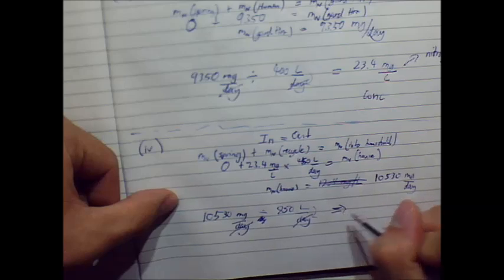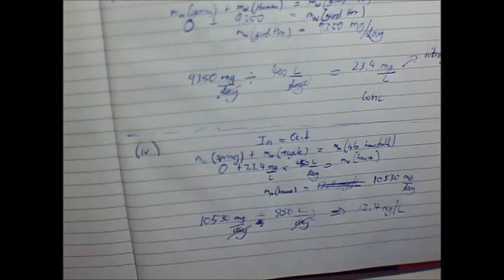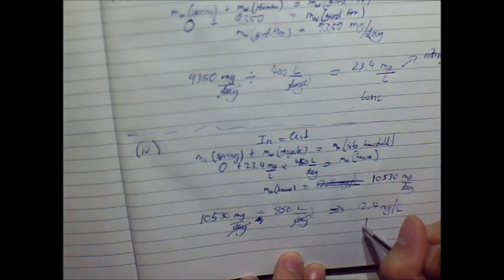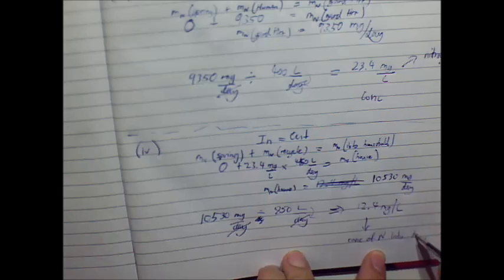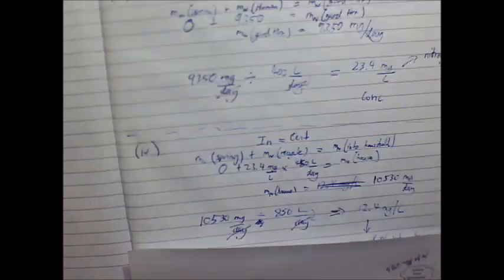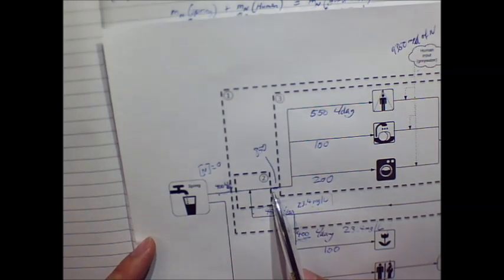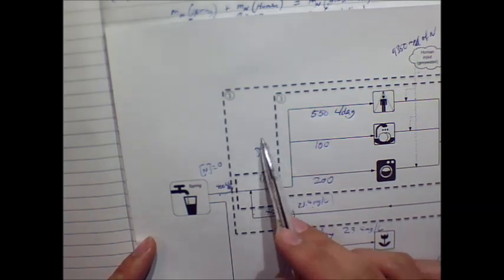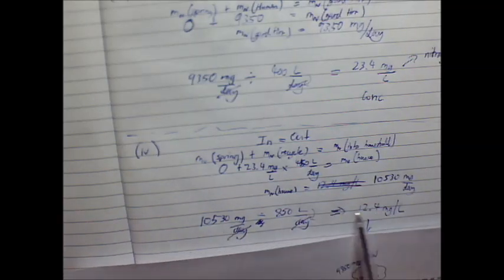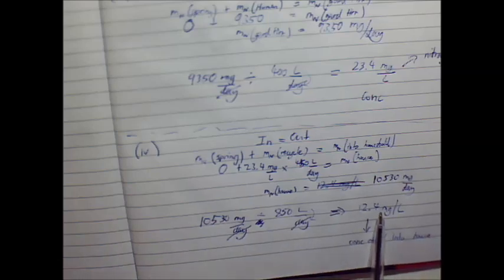This will give us a final number of 12.4 milligrams per litre. This is our concentration of nitrogen into the house. So originally we found this number here, the mass flow rate of nitrogen in, and we've converted it to a concentration in this stream by dividing it by the total flow rate going through, which is 850 litres per day. So that gives us 12.4.